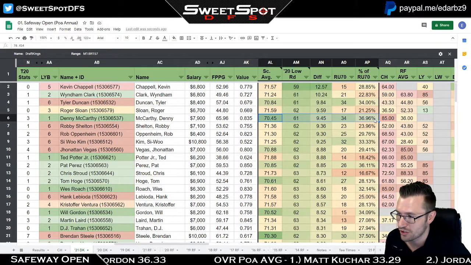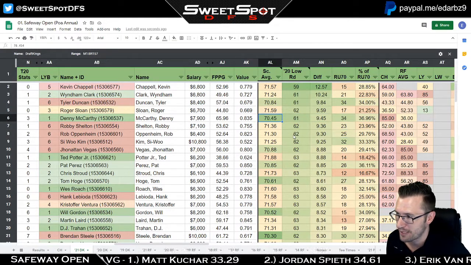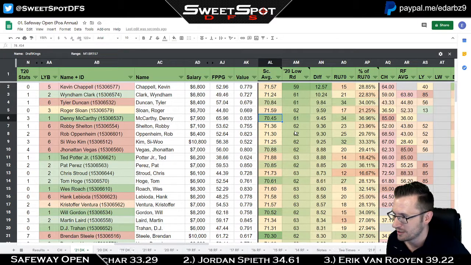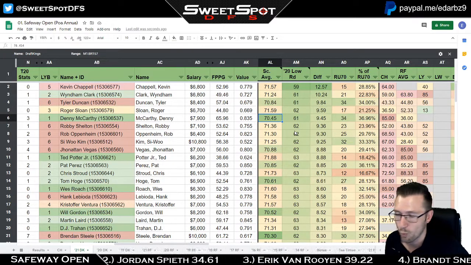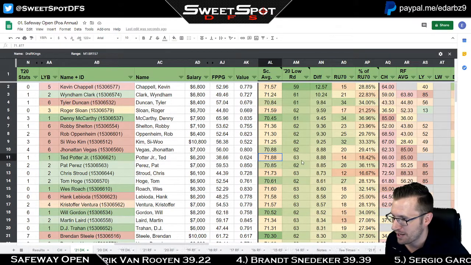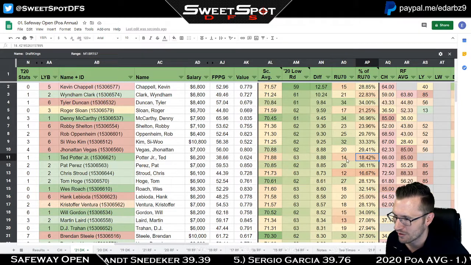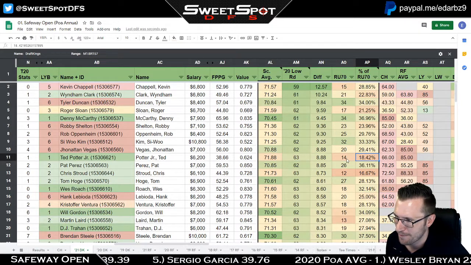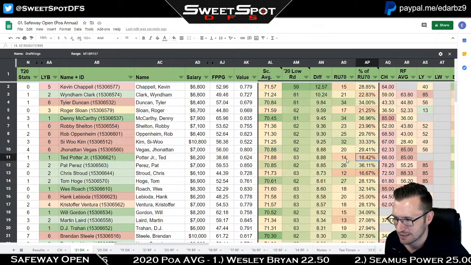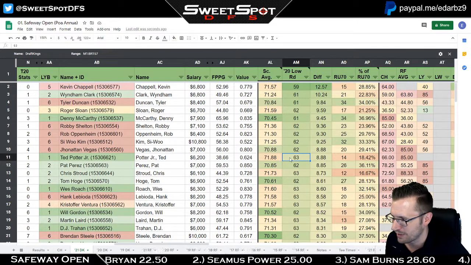The numbers are just so good. 70.45, one of the best scoring averages in the field. McCarthy might be one of my favorite last year one plays, now that I see it. Ted Potter Jr. is up here. Not a very good clip of finding rounds under 70. Can go low, but yeah, I don't think that's where I'm going to put any of my stock.